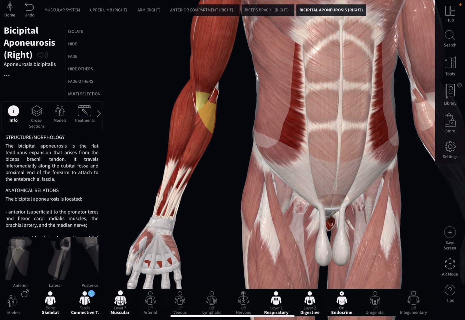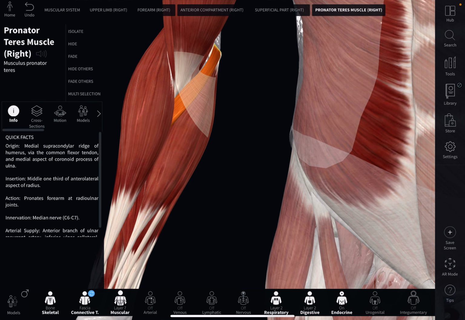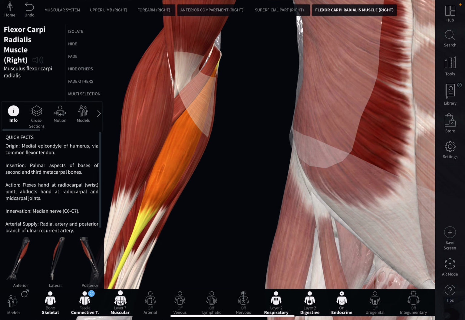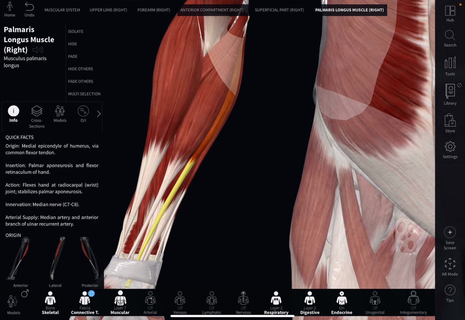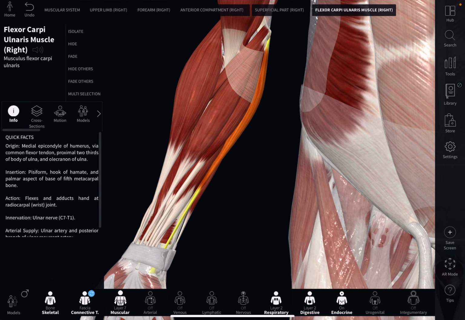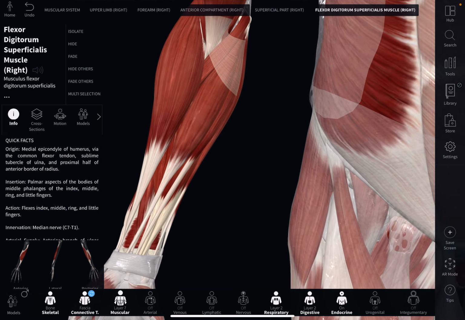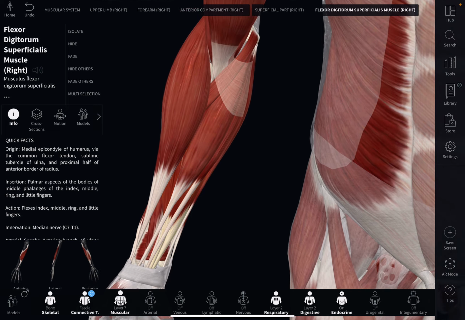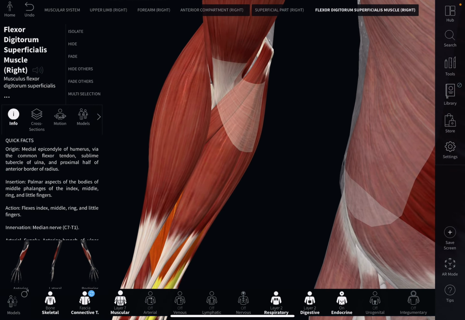Now what are the contents? So where is the anterior compartment? The anterior compartment is here, consisting of the pronator teres, flexor carpi radialis. This is the palmaris longus, and then we have the flexor carpi ulnaris more medially. This is the flexor carpi ulnaris, and beneath this we have the flexor digitorum superficialis. So these five muscles constitute the anterior compartment of the forearm. Right. So first let us talk about the anterior compartment of the forearm.